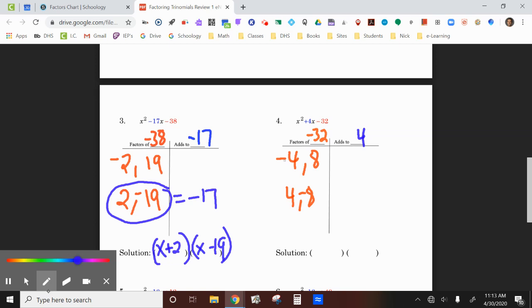All right, so if I add negative 4 plus 8, that's going to give me my positive 4. So that's the pair I'm going to use. If I added up 4 and negative 8, that would give me a negative 4, but that's not what I'm looking for because I need them to add to a positive.